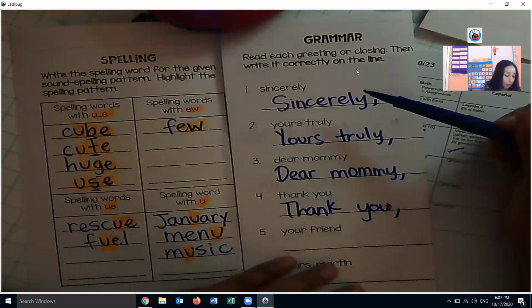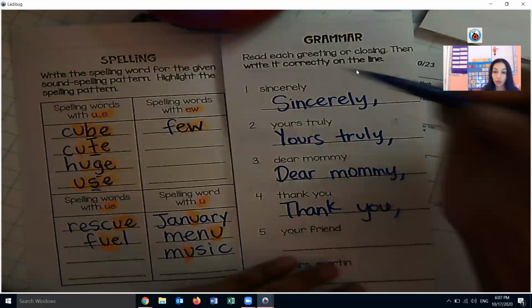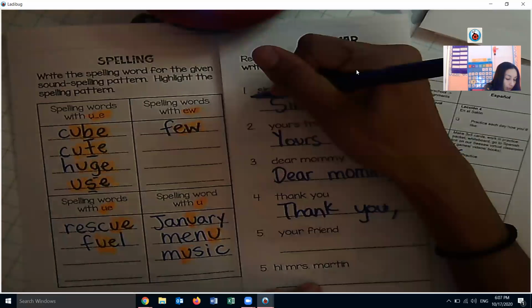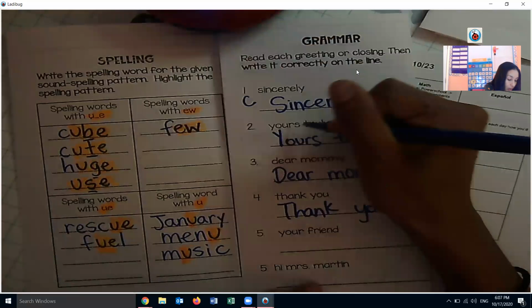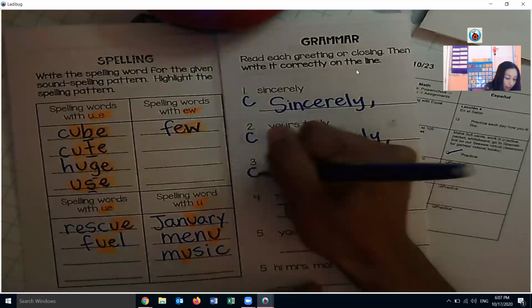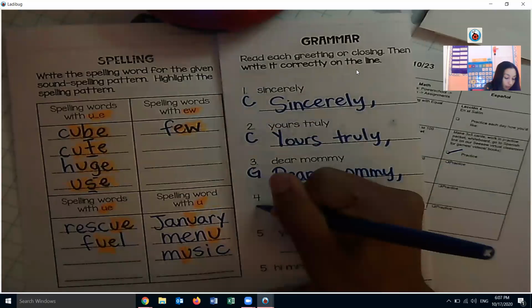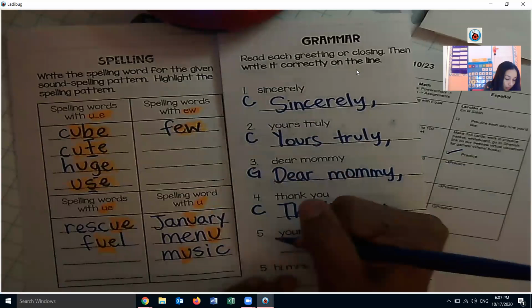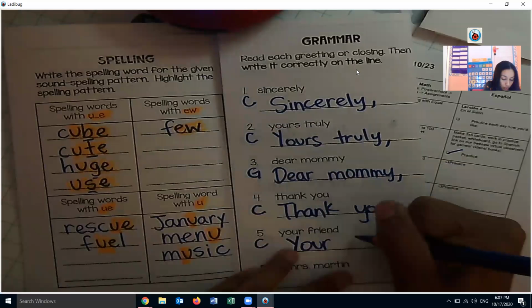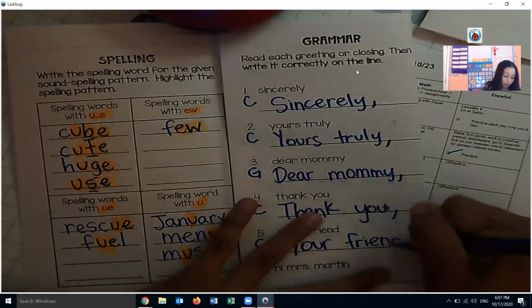Thank you, comma. So you don't have to do this, but if you want to, you can put a C for the closings and a G for the greetings. So Sincerely would be a closing. Yours truly, closing. Dear Mommy would be a greeting. Thank you would be a closing. Your friend would be a closing. Your friend, Mrs. Ochoa, comma.